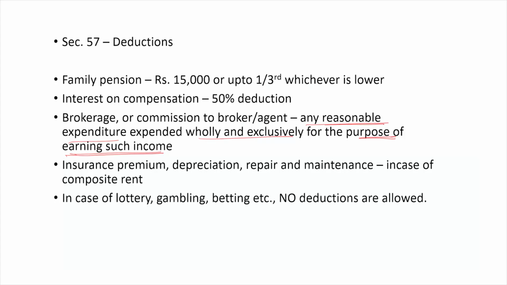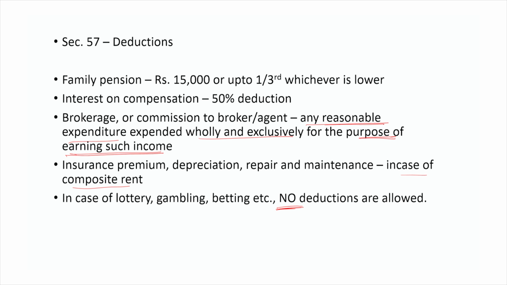Next is insurance premium, depreciation, repair and maintenance in case of composite rent. So in case of house property, we looked at deductions separately. But when you are giving out a particular property out on rent, and that too composite rent you are receiving, then you are going to get deductions for insurance premium, depreciation and repair and maintenance. Then we look at the case of lottery, gambling, betting, etc. In such cases, no deductions are allowed, right?